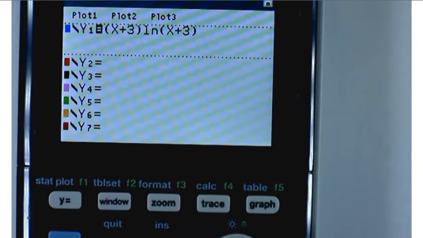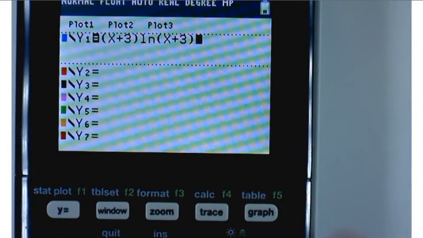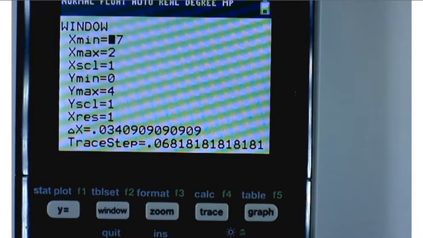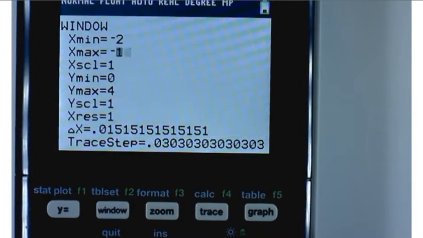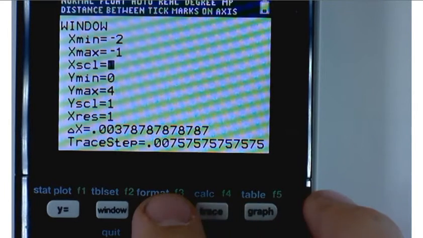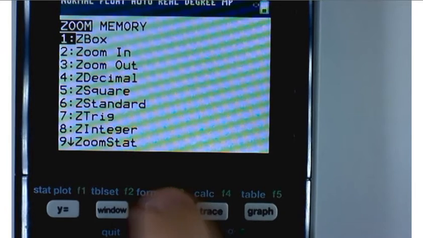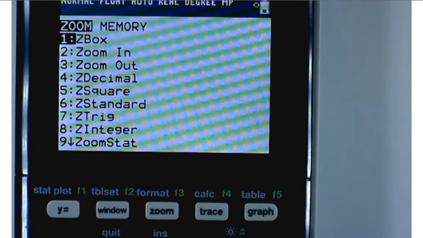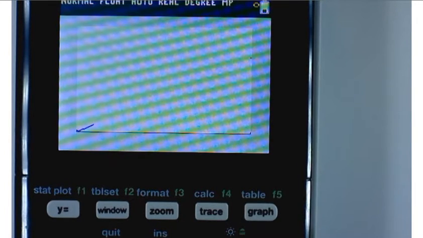Hit the window key. Let's type in -2 to -1 and let our calculator do the work, because I have no idea where this is going to be graphed or where it needs to be graphed. So hit zoom and then 0. Let's let our calculator do the work for us. Earn your pay. Okay. Doesn't look dramatic. Kind of looks like maybe part of a parabola, but there it is.